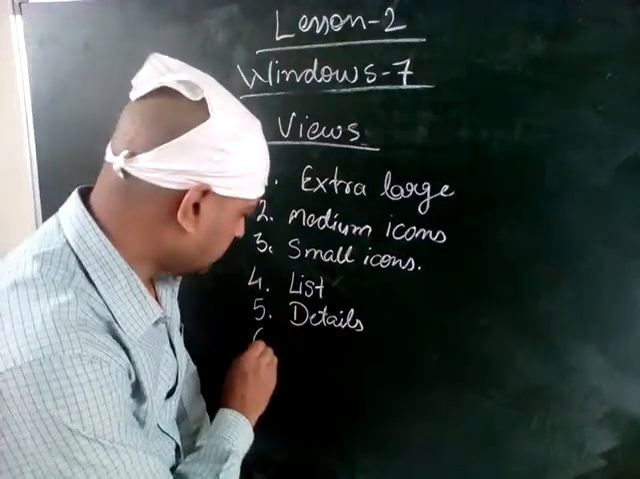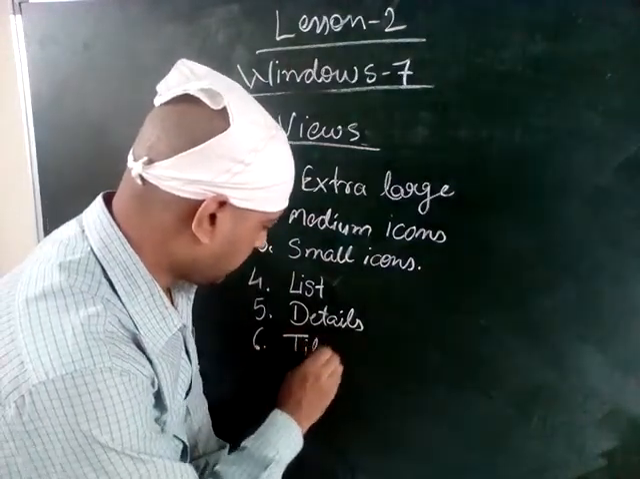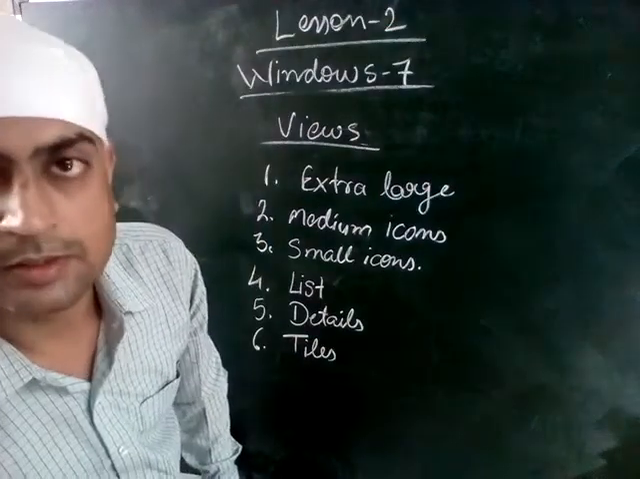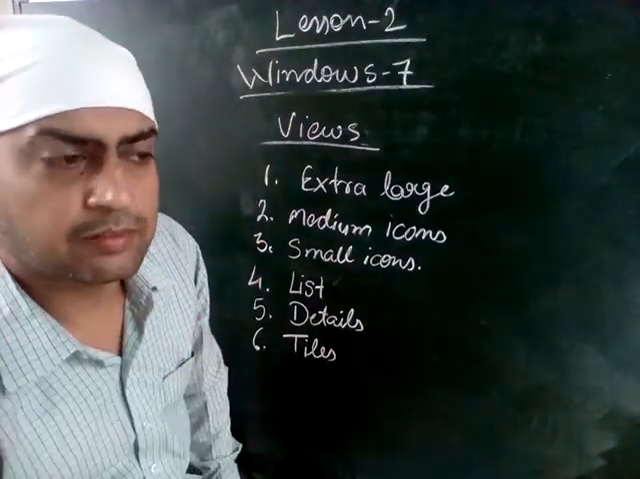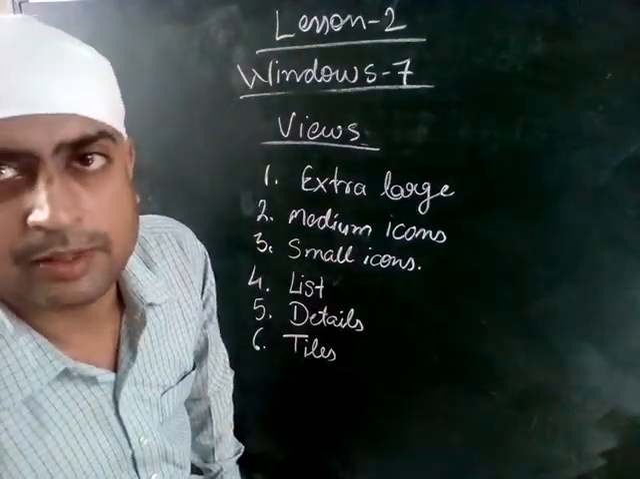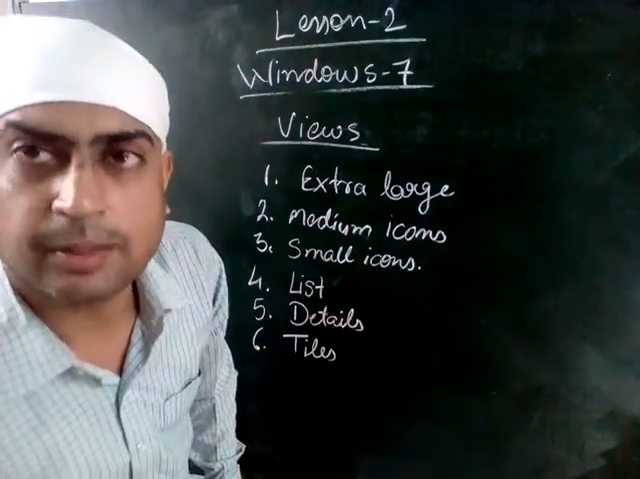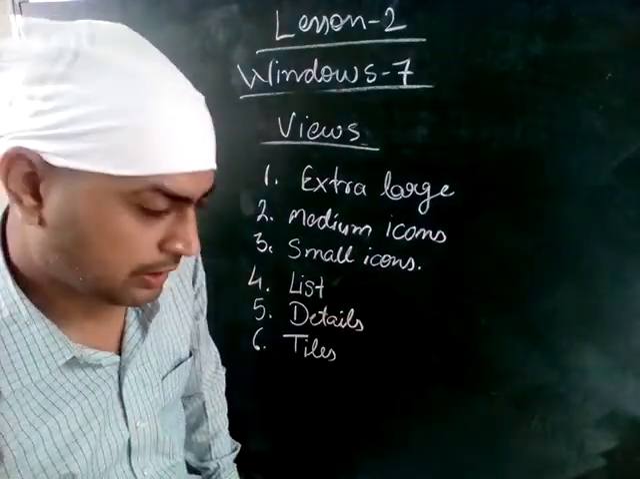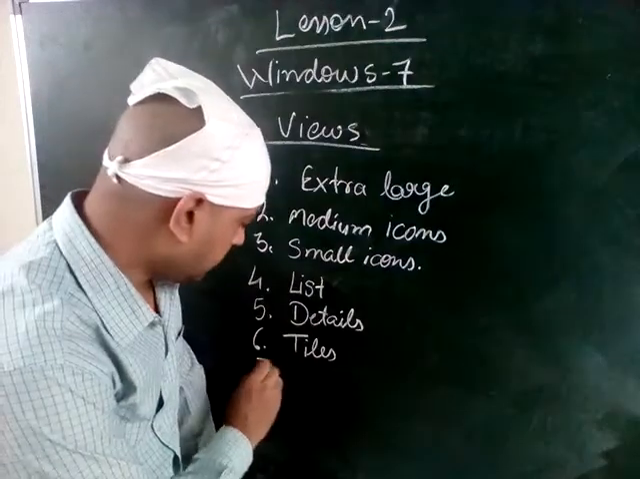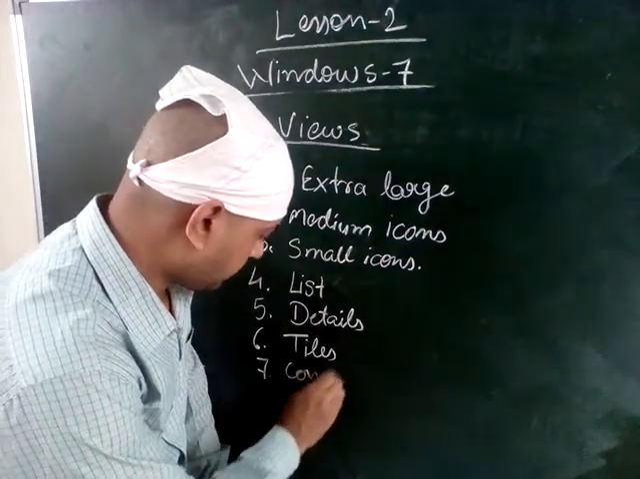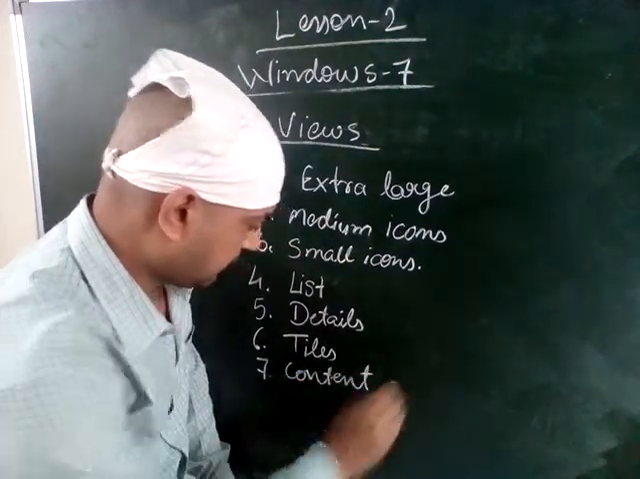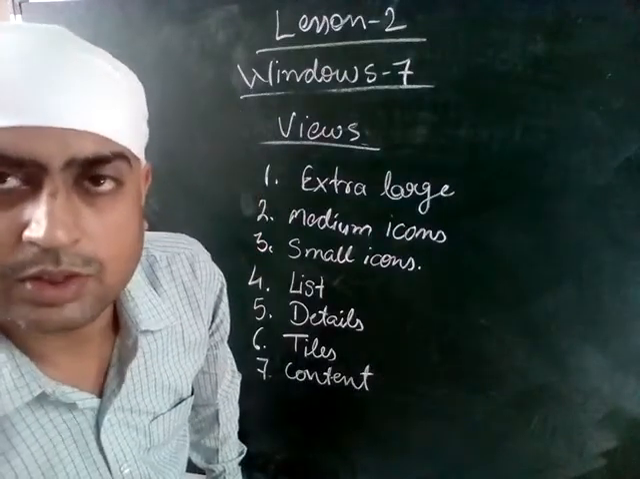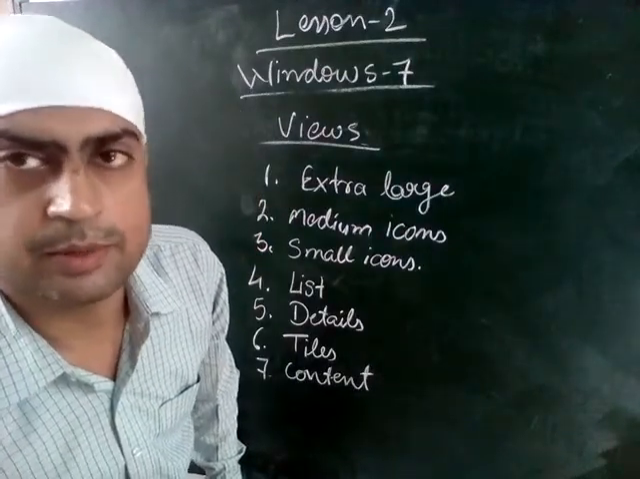Then 6 is your tiles. Tiles means everything will be shown to you in thumbnail format, means small small thumbnail formats it will be shown to you. Like 7 is your content, means what is the content of your folder, that will be shown to you.